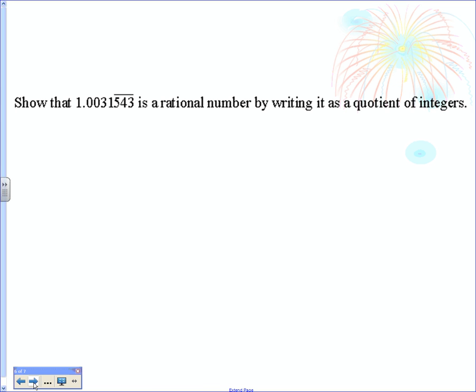Okay. That one's a little bit different. 1.0031543, right? Keeps going on and on. It is rational because it repeats. And we want to show it is rational by writing it as a quotient of integers. What's a quotient? Quotient of integers, basically a fraction. You got two integers that you're dividing. So you're going to do these in a different way than you did the last one.